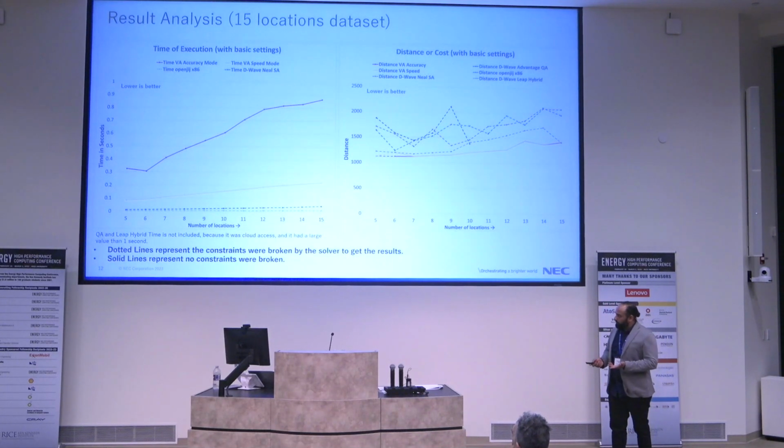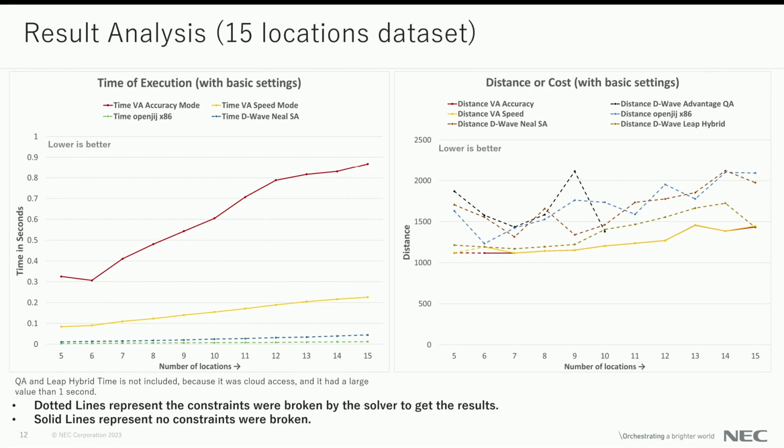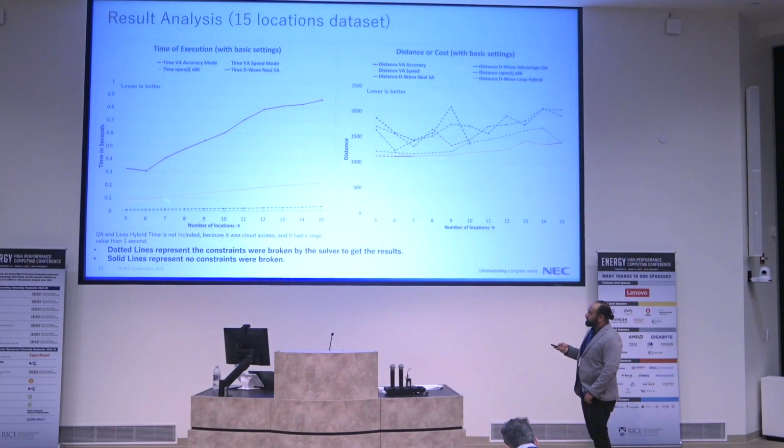Speaking about the results, we took this problem of 15 locations, and there's a data set that we used. We ran this on existing annealing solutions. This graph on the left represents time of execution, and there were no special tunings done. The quadratic equations that you see in the previous slide are exactly what were fed to the QUBO formulation. With this, we see the time in seconds. In these graphs, lower is better because the time to solution is on the bottom.